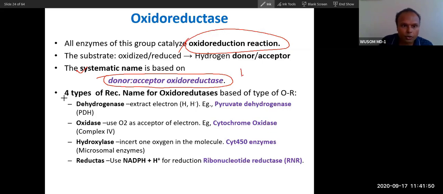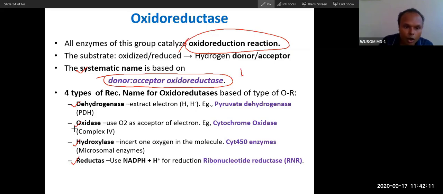I will explain that. You can see here, the common names of oxidoreductases, which we will use when we talk about pathways. First, the common name we will use is dehydrogenases. So see, examples are very important. And second is oxidase, third is hydrolase, first is reductase.